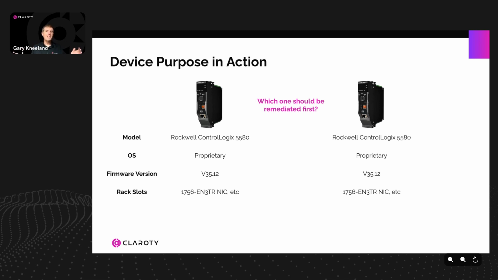If I'm looking at these two devices, which is kind of how your traditional asset inventory system looks at it, what's the difference here? These are the same things. Maybe they'll have different IP addresses. They may even have the same IP address, right? They may have the same private IP addresses because of how your plant implements it. How do I know which one of these I need to remediate first?